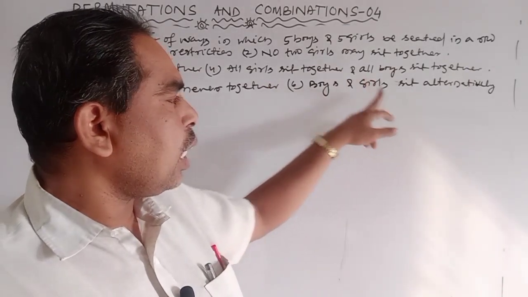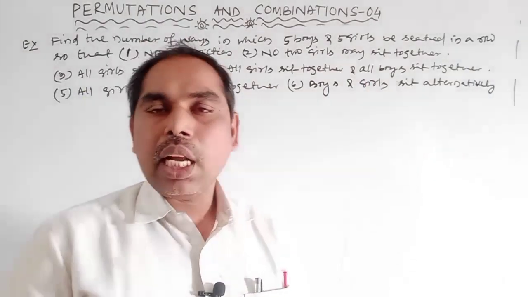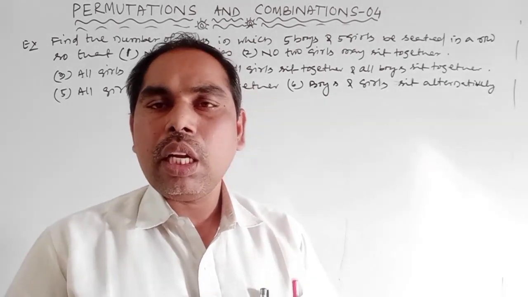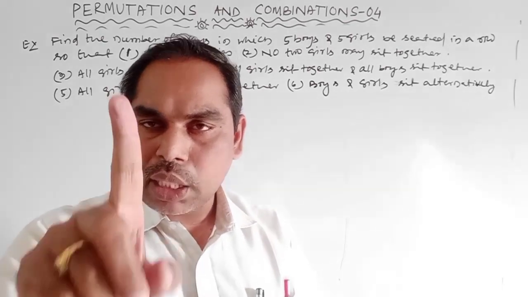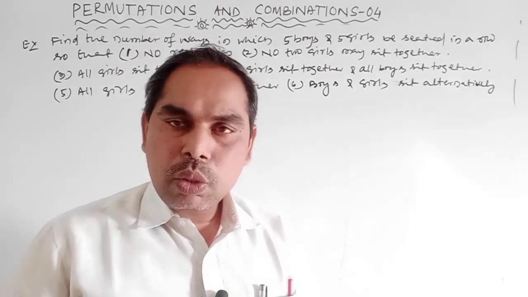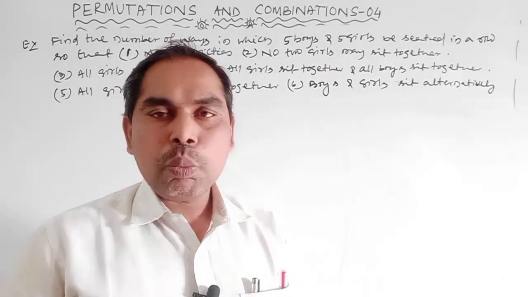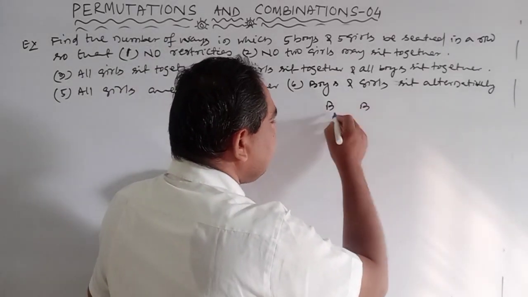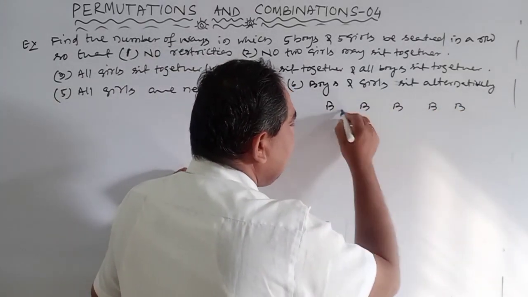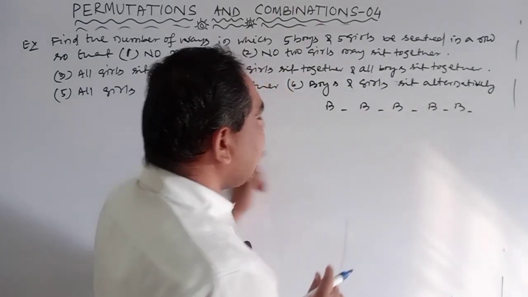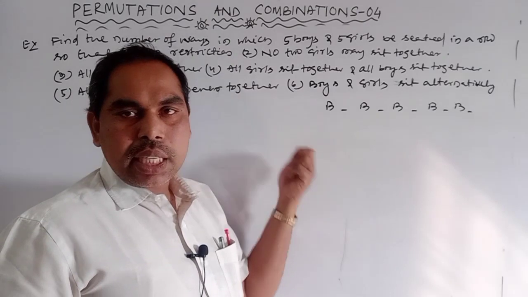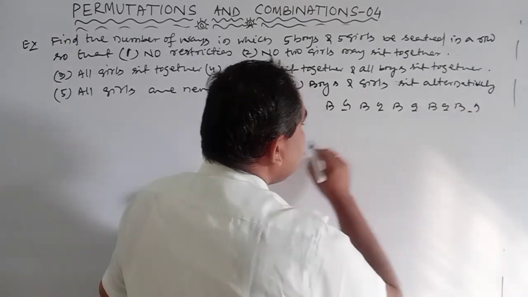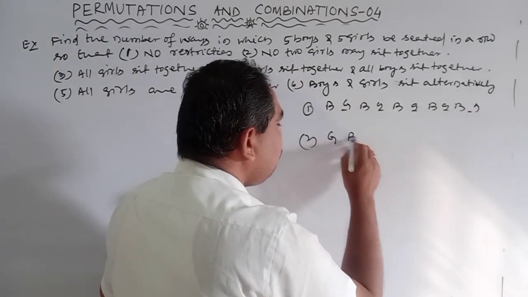Next, boys and girls sit alternately. The boys and girls sit alternately. This is possible when the number of boys is equal to the number of girls, or the difference is 1. So the difference is either 0 or 1. If the difference is 0, then we can start with girls and end with boys, or start with boys and end with girls. So this is case 1 and case 2: G B and B G.